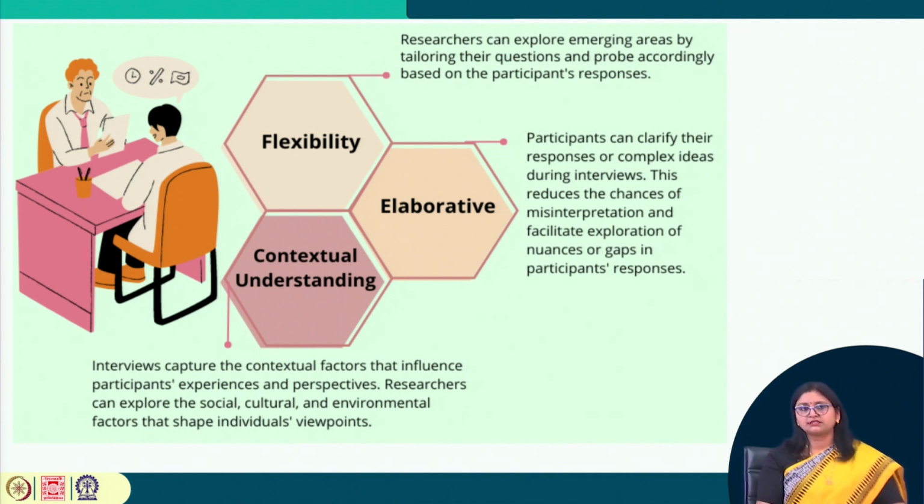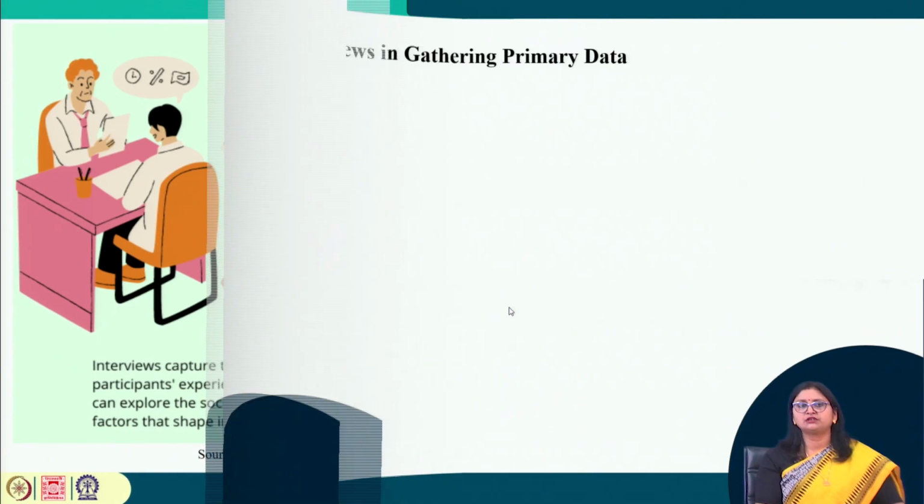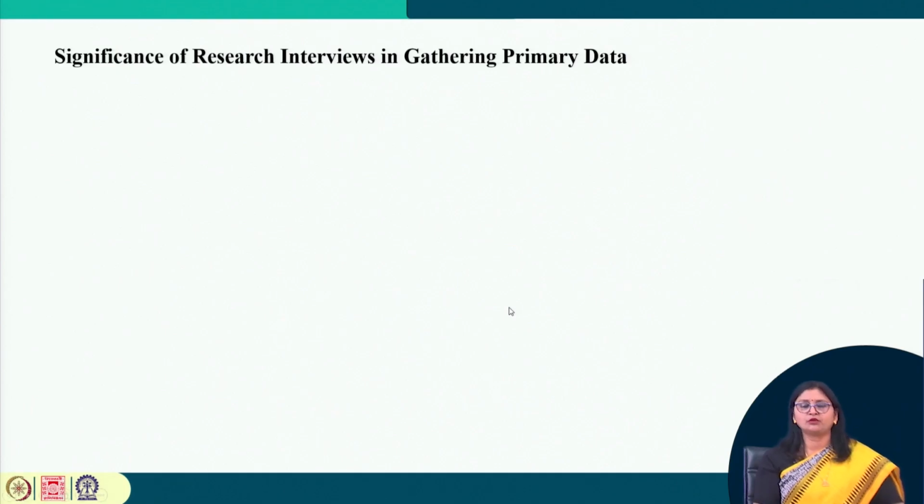Then contextual understanding: interviewers capture the contextual factors that influence the participants' experiences and perspectives. Researchers can explore the social, cultural and environmental factors that shape the individual's viewpoint, and this image has been taken from the source which I have mentioned here in the picture below.